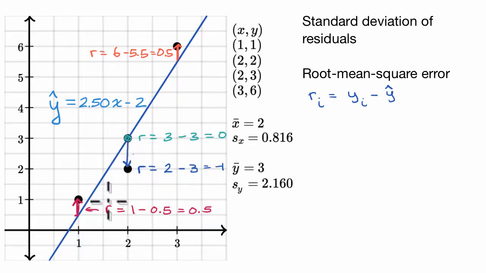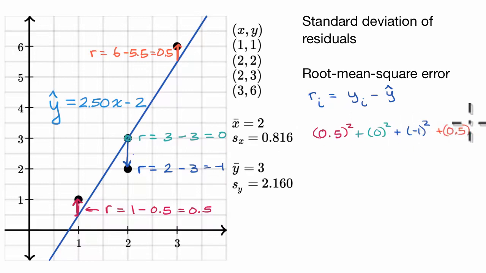Now we can calculate the standard deviation of the residuals. We're going to take this first residual, which is 0.5, and we're going to square it. We're going to add it to the second residual right over here, that's 0, and I'm going to square that. Then we have this third residual, which is negative 1, so plus negative 1 squared. And then finally we have that fourth residual, which is 0.5 squared.